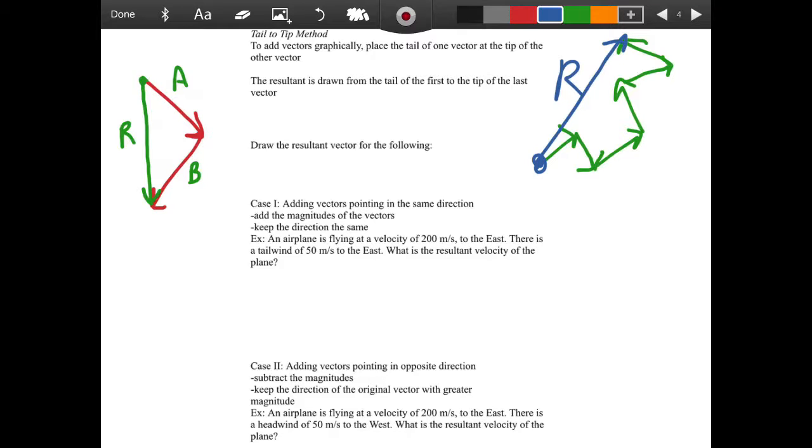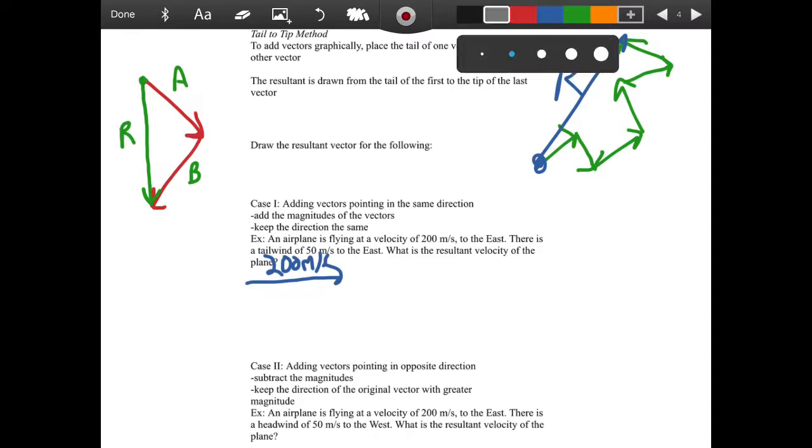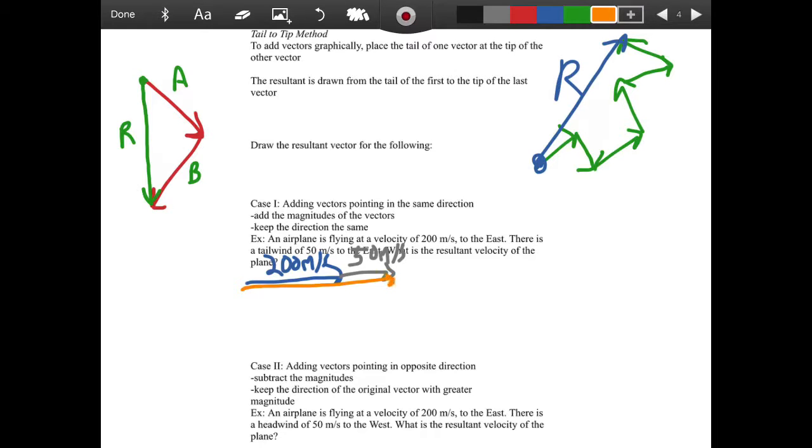Okay, so here, this is going off the same example. Drawing this tip to tail, we have 200, and really this should be to scale. I am not to scale right now. And 50 meters per second to the east. The resultant is from where we started to where we ended. You can see the same thing here. If we have 200, I should draw that a little bigger.